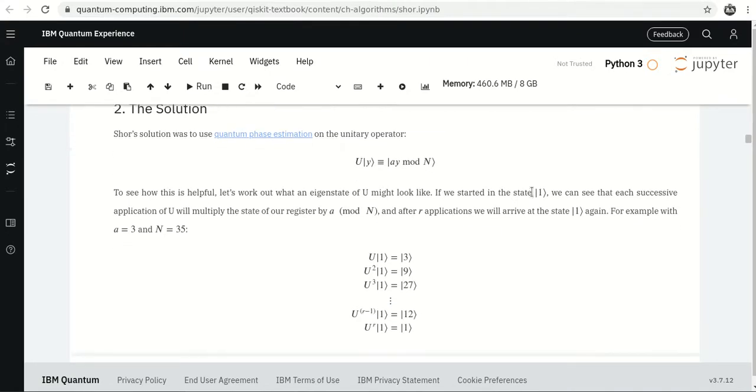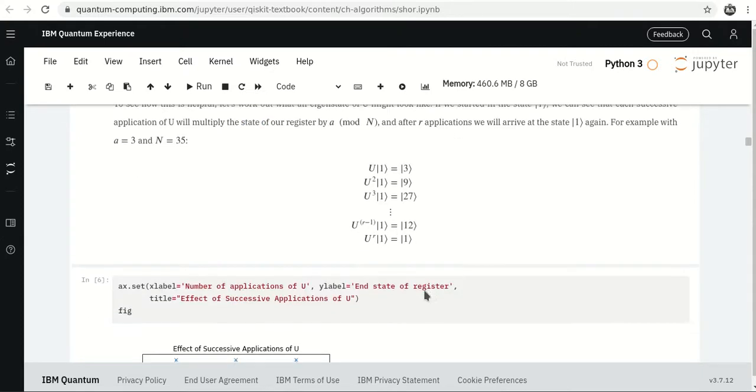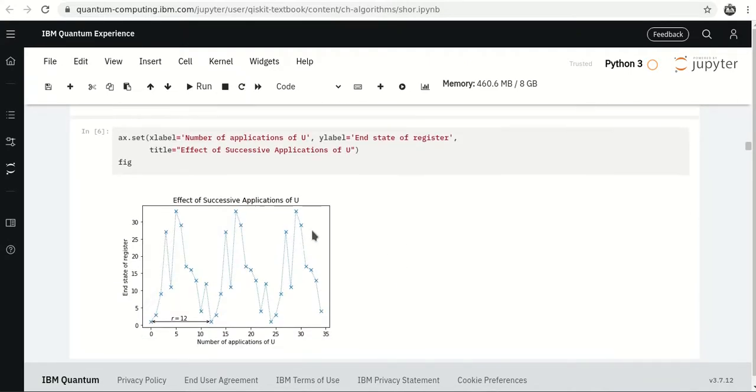If we start with the state 1, we can see that each successive application of U will multiply the register by a. So a is multiplied every time. So U of 1 gives 3, applying U twice gives 9, U of 3 gives 27, and so on, modded by n, which is 35. Now U to the r of 1 equals 1. So this r, the period, is what we are supposed to find.